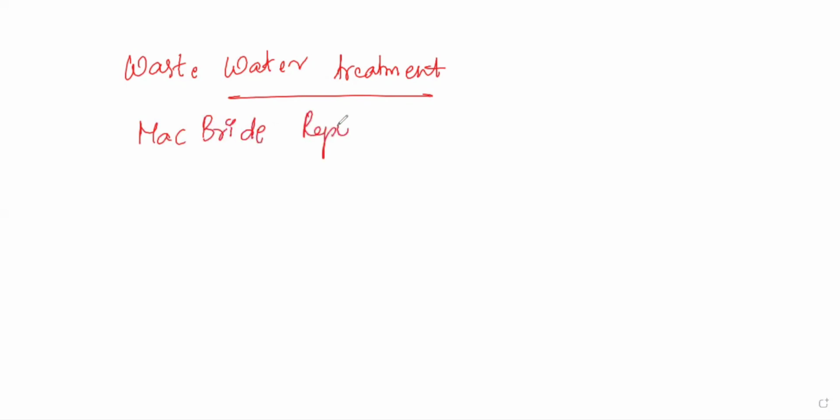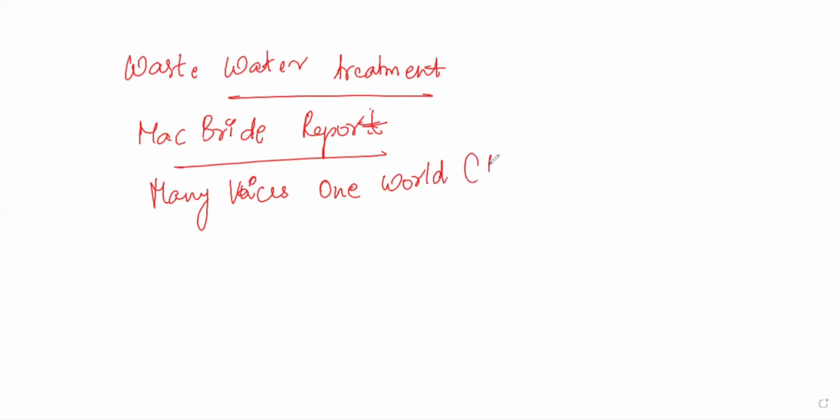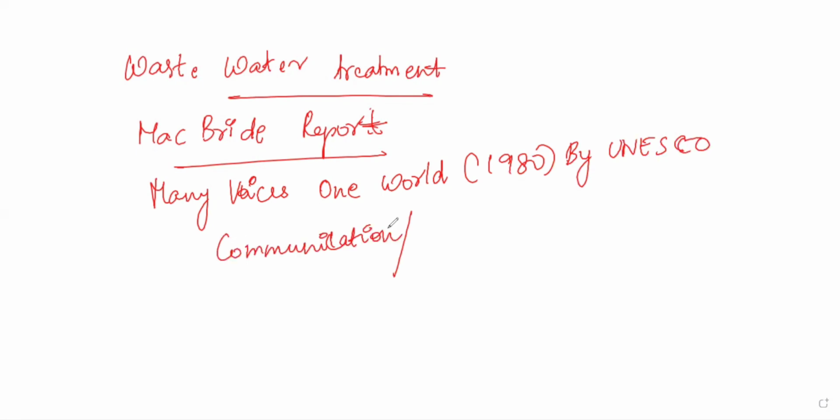McBride report. What is this McBride report? It is Many Voices, One World. This report was given in the year 1980 by UNESCO. It is basically about how to solve information and communication errors, how to develop, strengthen and foster communication between the nations, and this led to the formation of NWICO. It's New World Information and Communication Order.